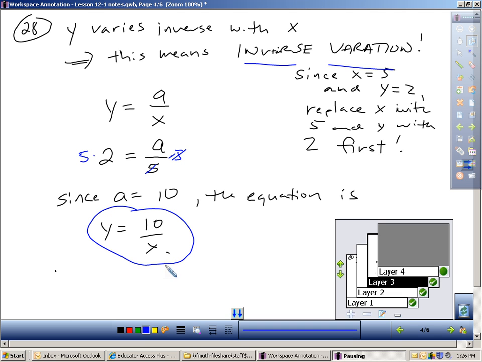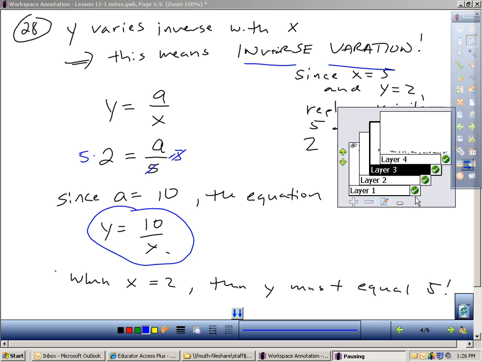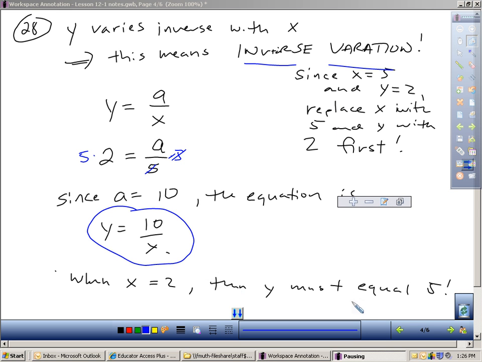They also want me to find out what value does y have when x is 2. Well, I can do that really easy. I can plug in 2 for x, and 10 divided by 2 is 5. So here's how I would write my equation, and here's what I need to do then to find out when x is 2, y is 5. Okay? And that's what we're doing in questions 28 to 42.